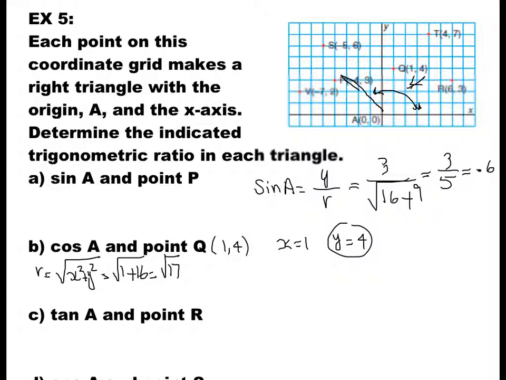Now, if you go back to your notes, you will see that cos of any angle, in general, with point P(x, y), is given by what? What is cos? The formula. X over R. Excellent. Now, we know x is 1, and we know R is the square root of 17. So I say cos A is 1 over the square root of 17. If you simplify this one, you get 0.2425.